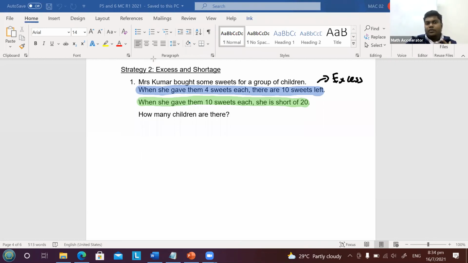So when you're going to do this question, I want you to write the statement. Let the number of children be 1 unit. Write the statement down first.